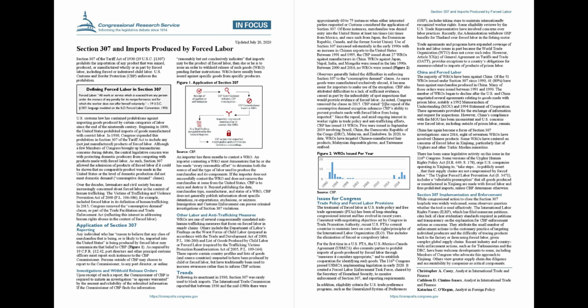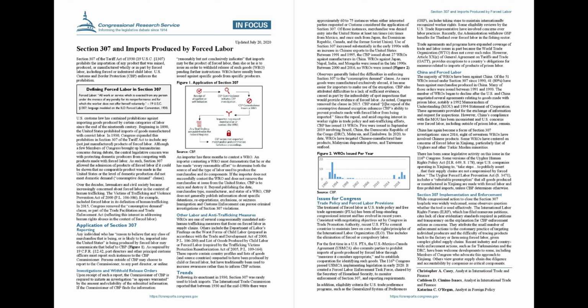For the first time in a U.S. FTA, the U.S.-Mexico-Canada Agreement (USMCA) also commits parties to prohibit imports of goods produced by forced labor through measures it considers appropriate, and to establish cooperation for identifying such goods. The 116th Congress passed USMCA implementing legislation in early 2020. It created a forced labor enforcement task force, chaired by the Secretary of Homeland Security, to monitor enforcement of Section 307 and reporting requirements.